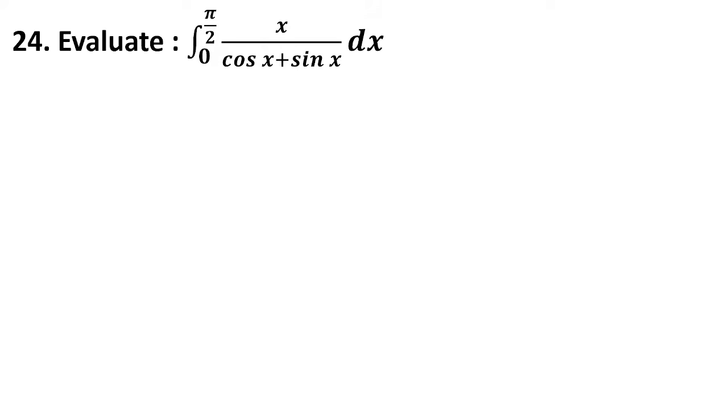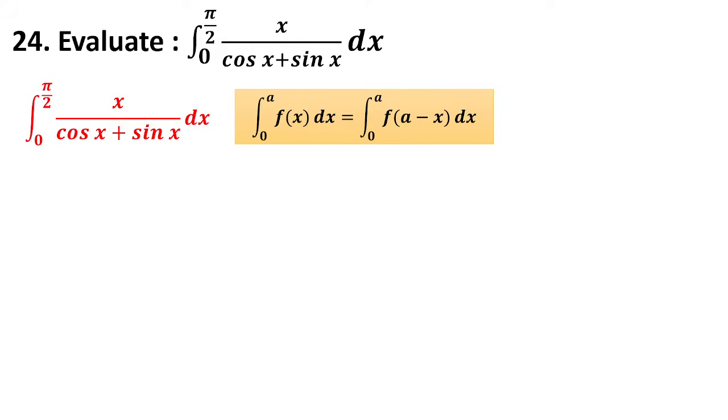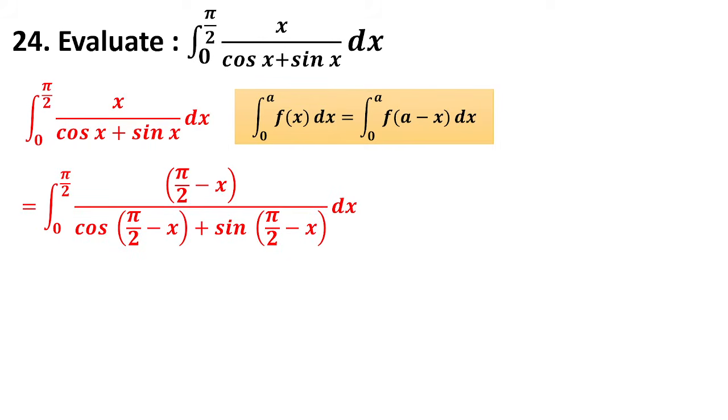Let us move on to question number 24 once again. Evaluate the integral 0 to pi by 2, x by cos x plus sin x. Highly explicit. You have to make use of the property: integral 0 to a f of x is integral 0 to a f of a minus x. Therefore, you have to replace x by pi by 2 minus x. Denominator is sin x plus cos x. You are getting back the same thing.